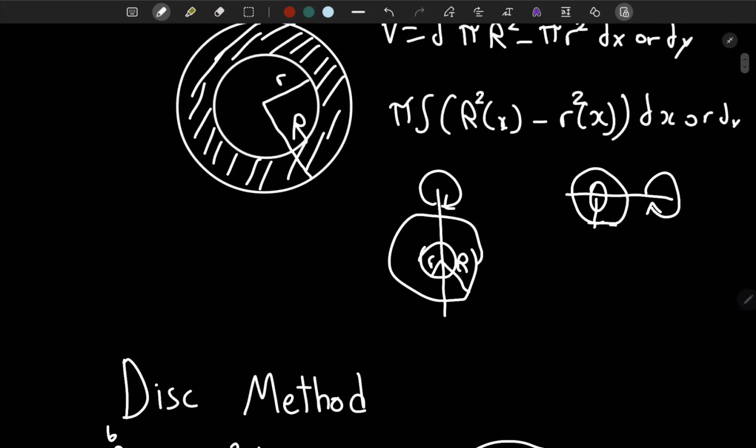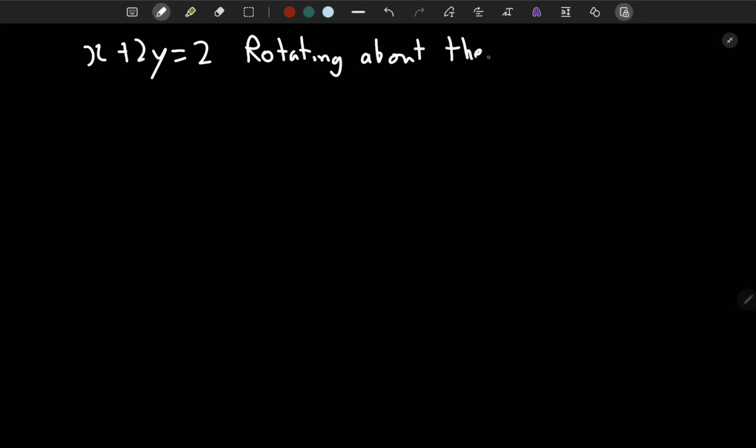So now let's start with some examples, and this will be clear. So here we have a line x plus 2y is equal to 2, and we are revolving about the x-axis. So what do we do? The first thing that you always need to do is graph it. If you have a visual image of the graph or the volume, it is easier to find it, and that is always the first step.